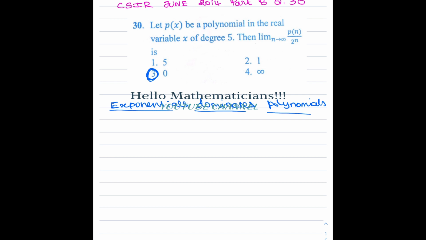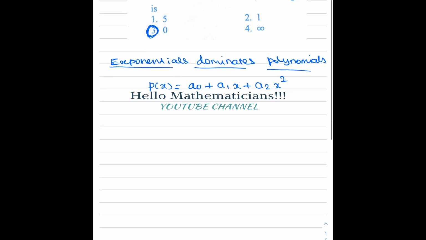But again, we can rigorously give the proof. Now as I said, p of n is a polynomial of degree 5, but the argument we are going to give works for any degree. For simplicity, we do it just for 5. So we take p of x equal to a0 plus a1 x plus a2 x square plus a3 x cube plus a4 x power 4 plus a5 x power 5. I take a polynomial of degree 5.